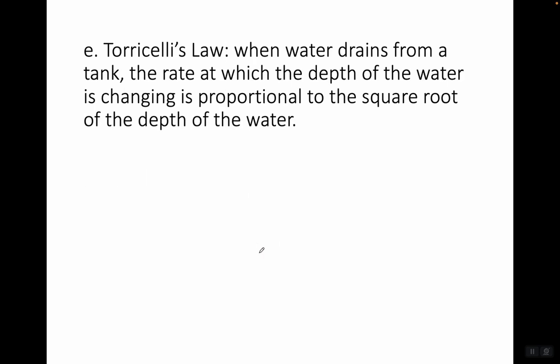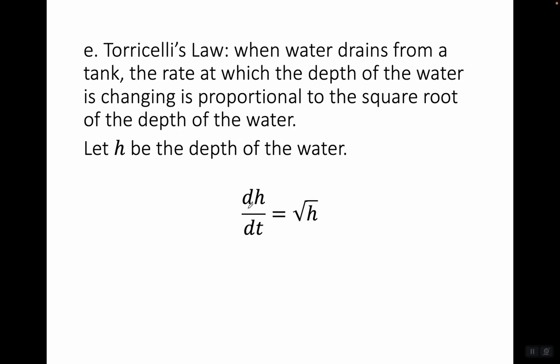Torricelli's law. When water drains from a tank, the rate at which the depth of the water is changing is proportional to the square root of the depth of the water. And this is true. This is not just something we're making up. Let h be the depth of the water. I'm not going to use d for depth because then you have dd/dt and it's just kind of awkward. So dh/dt is the rate at which the depth of the water is changing, and we're told it's proportional to the square root of the depth of the water. See anything missing here? Yeah, we need to have a k here, so don't just write the square root of h. Got to write k times the square root of h. Don't forget that.